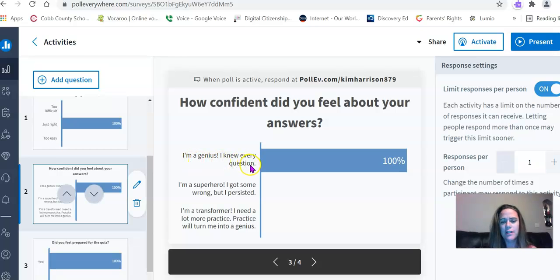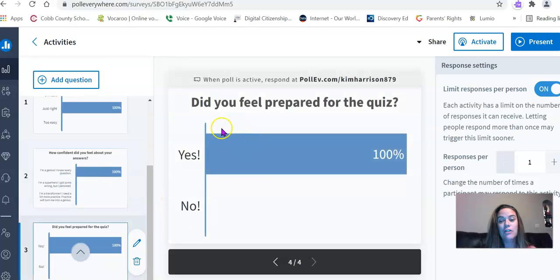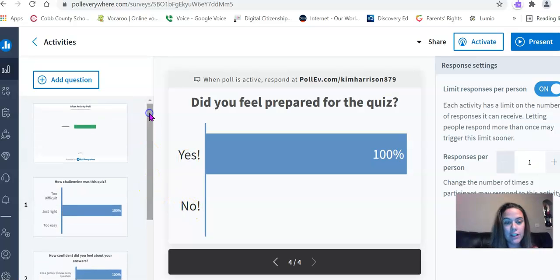The second question I give them is, how confident did you feel about your answers? I'm a genius, I knew every question. Or I'm a superhero, I got some wrong, but I persisted. Or I'm a transformer, I need a lot more practice. Practice will turn me into a genius. And then on the next slide, I asked them, did you feel prepared for the quiz? Yes or no? I just gave them 3 reflection questions.